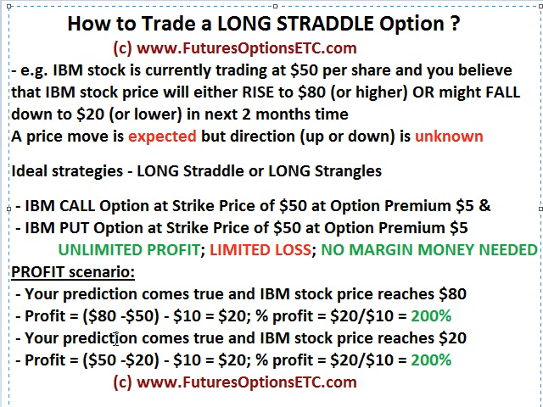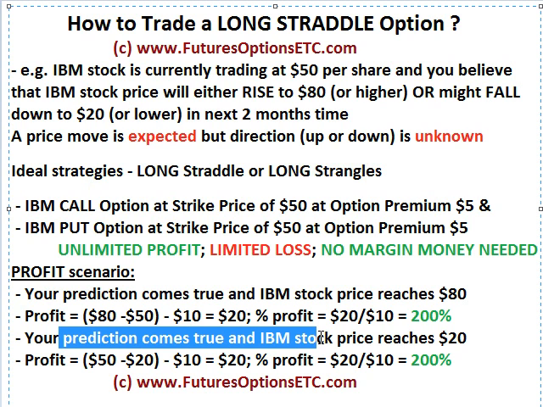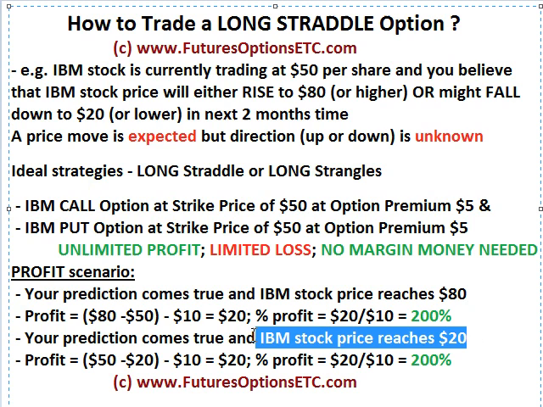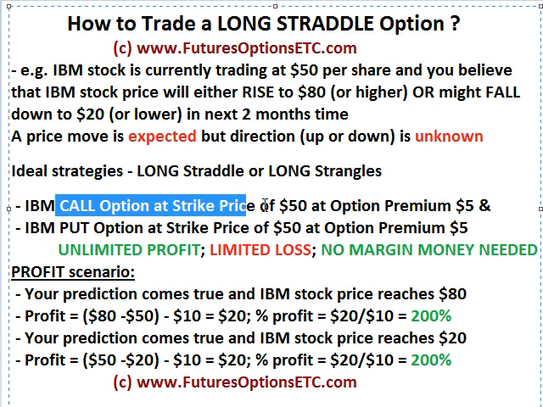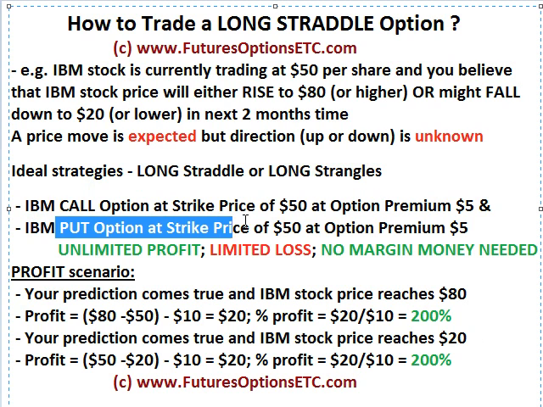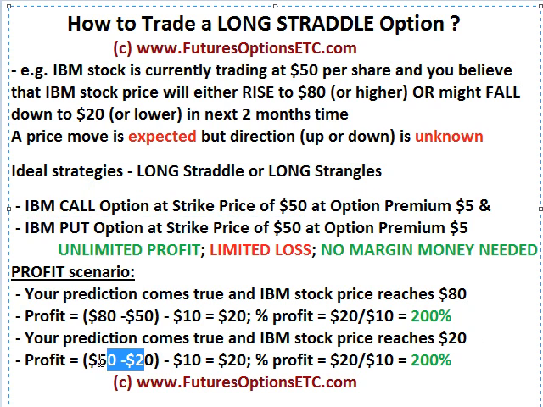On the lower side, let's say your prediction comes true and IBM stock price actually goes down to $20. Again, the calculation will be that this particular call option will expire worthless, you will not get anything out of it, but this put option can be exercised and will give you $30, 50 minus 20, and you've paid $10 in total for the option premium, so your net profit will be $20. So the percentage profit will again be 200%.